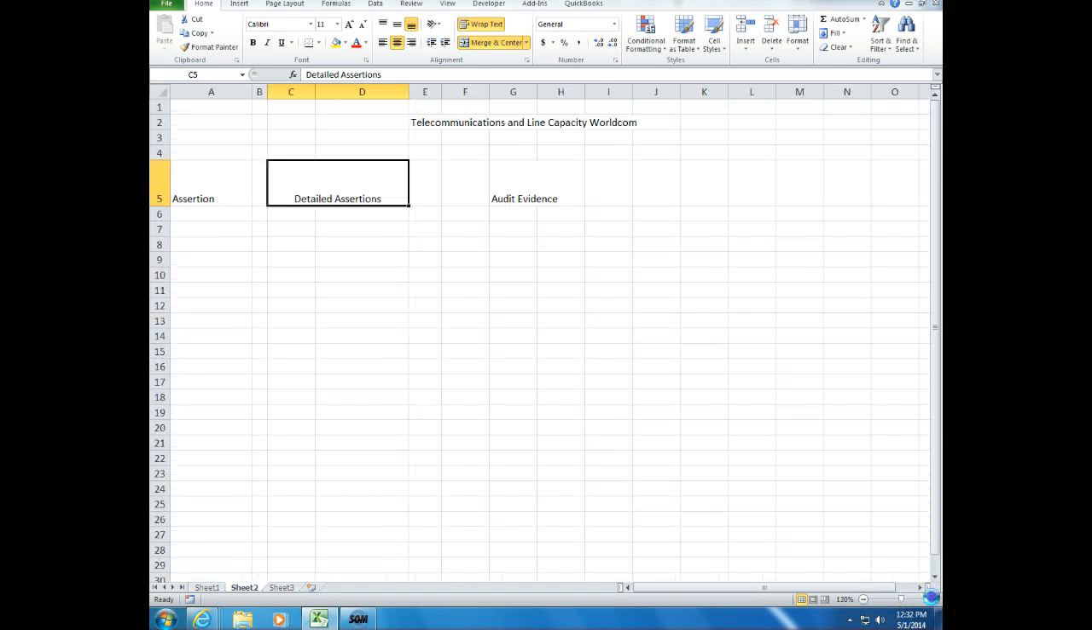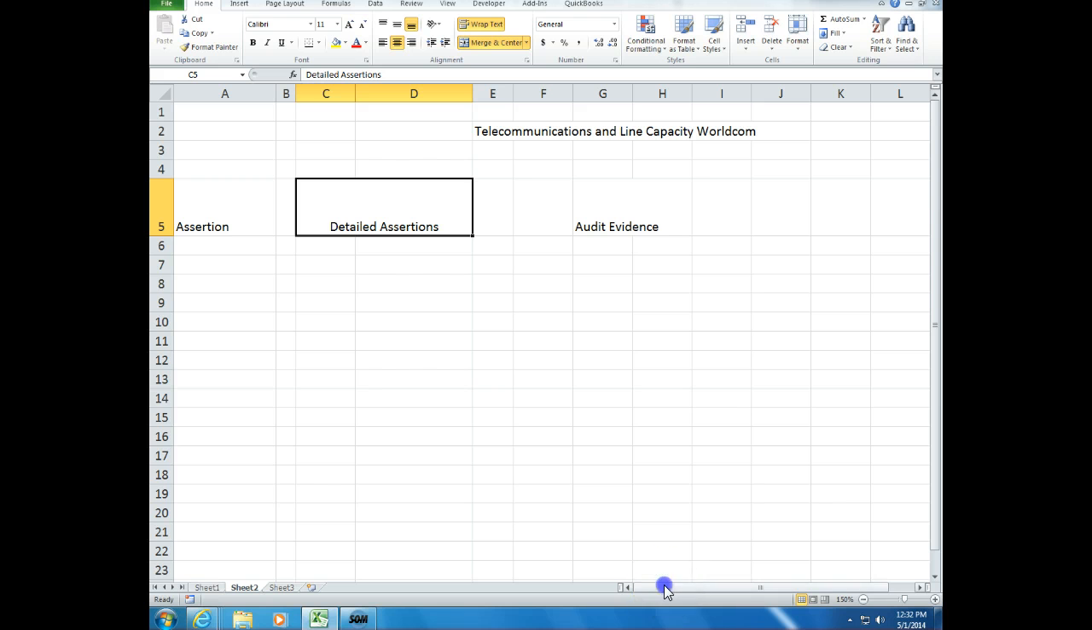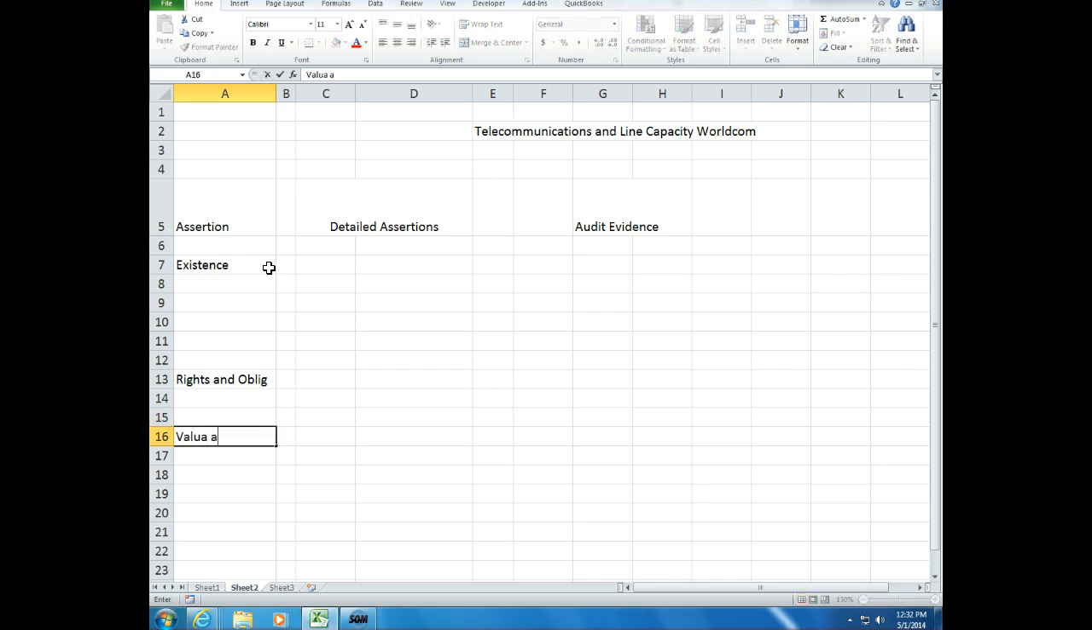And then from there, what are we going to gather? So the assertion here, existence. Then we're going to do rights and obligations. Then we're going to do valuation and allocation, and then presentation and disclosure.